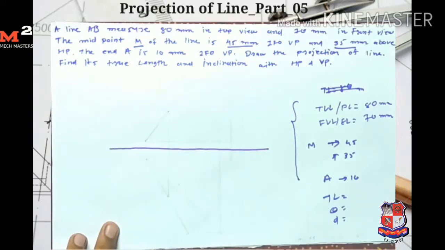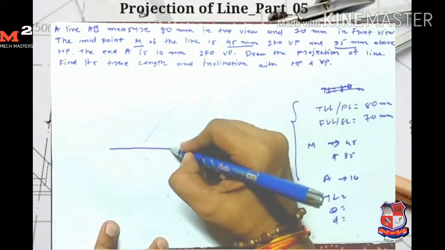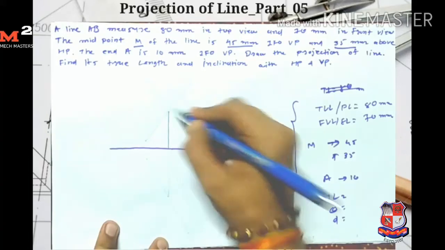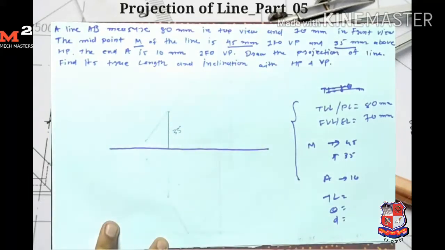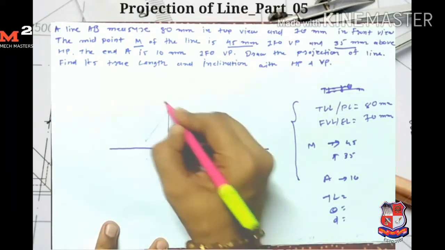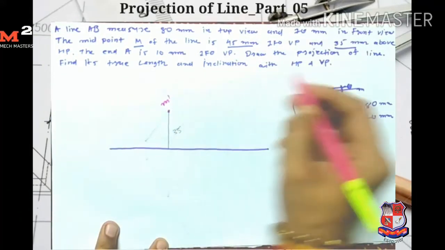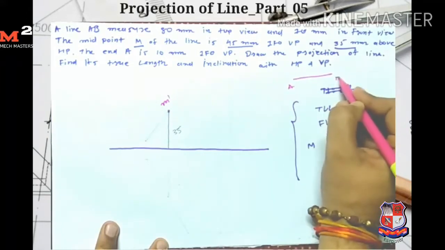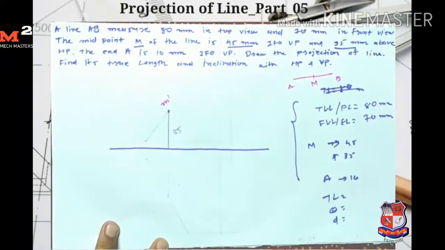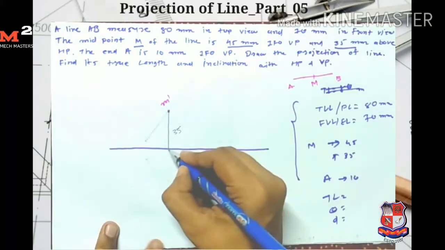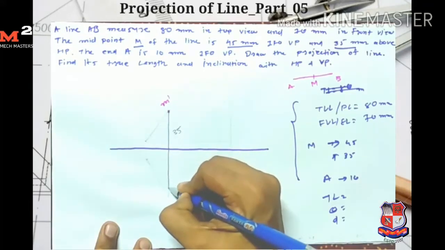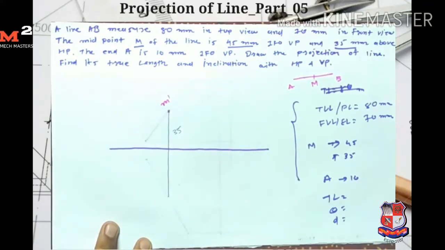Now from the reference line I measure a 35 mm distance here and mark the point M dash. Here M dash is the midpoint of line AB, so first I represent the midpoint. Now it's 45 mm in front of, so from here I measure the 45 mm distance and mark the point M here.